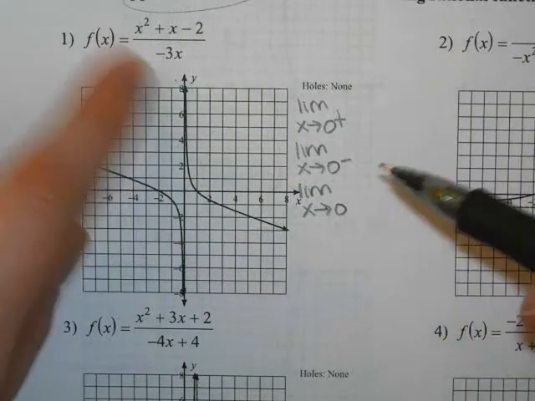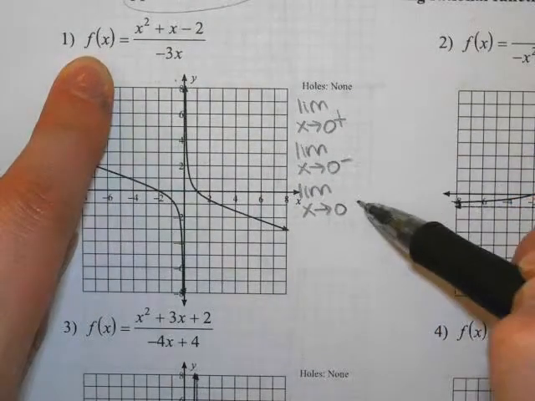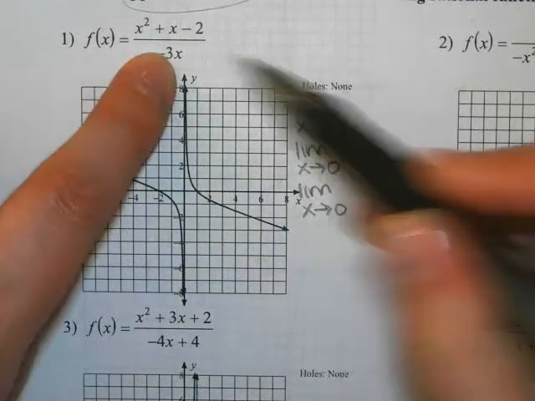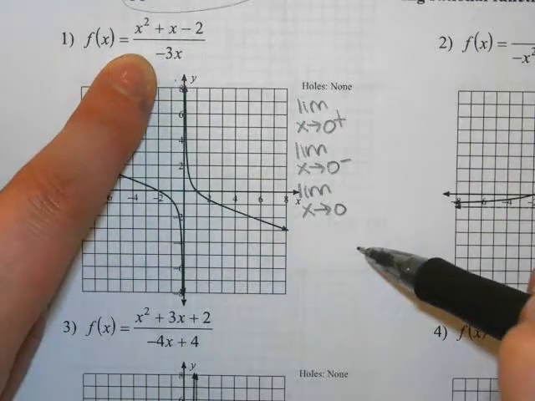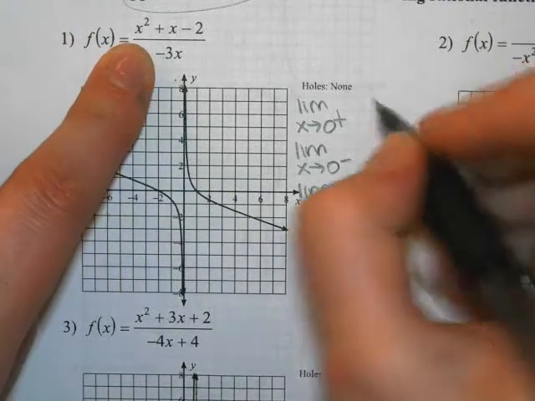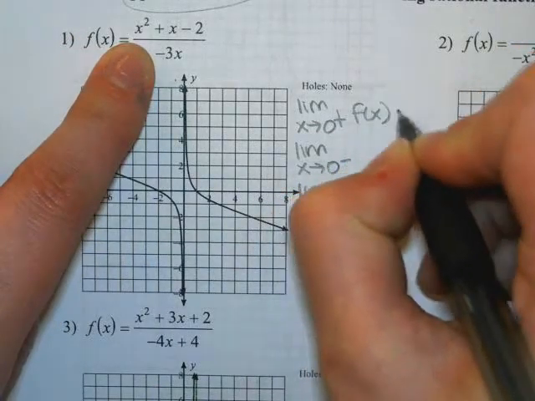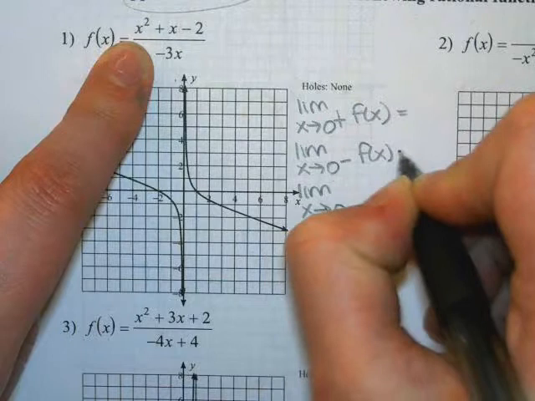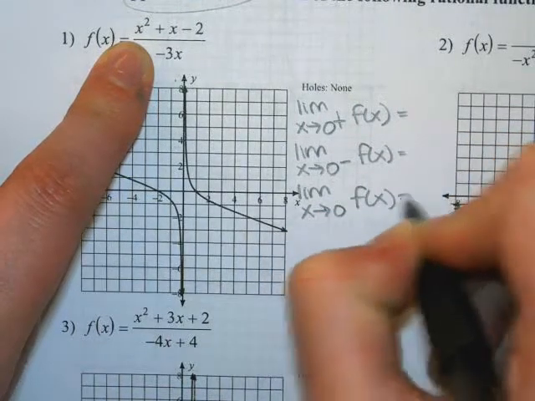And for all of these, I can write f of x, f of x, f of x, or I can write the whole fraction for each of these. F of x is fine? Okay. No, we can do the fraction. Perfect.